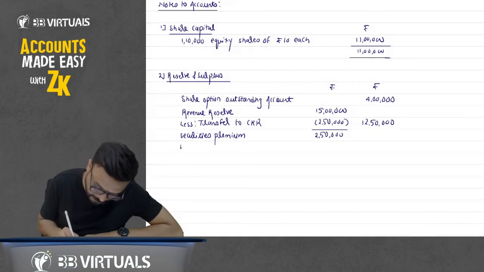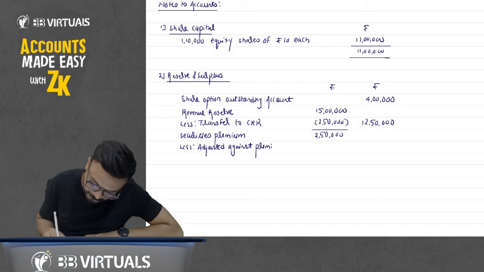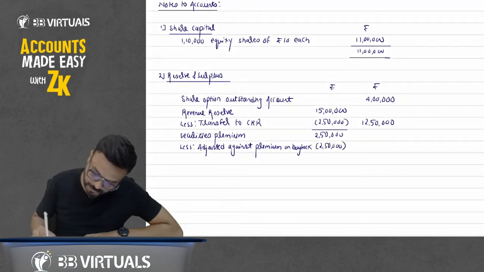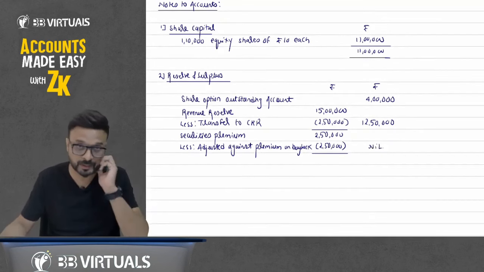2,50,000 less, adjusted against premium on buyback. How much is it? 2,50,000. So in the outer column, 0 will come.